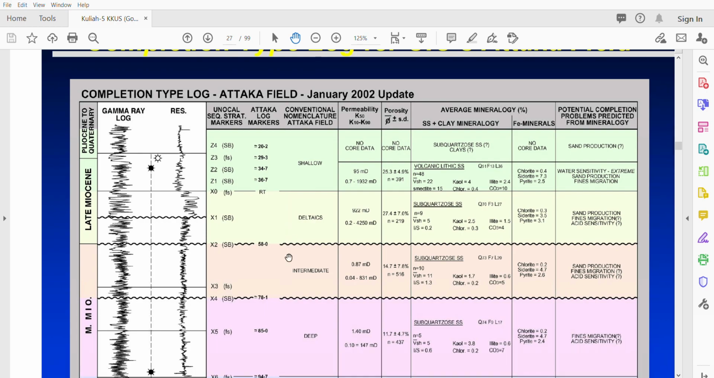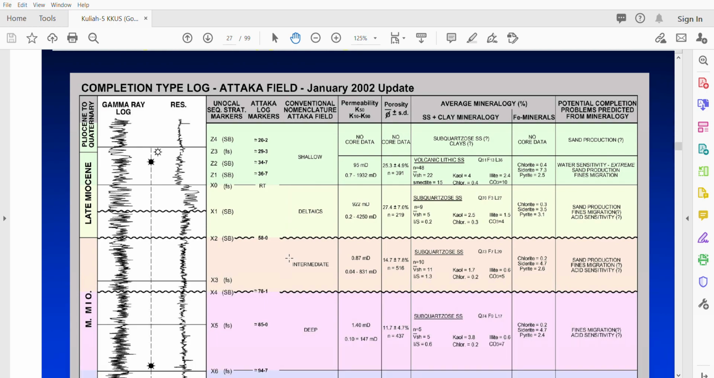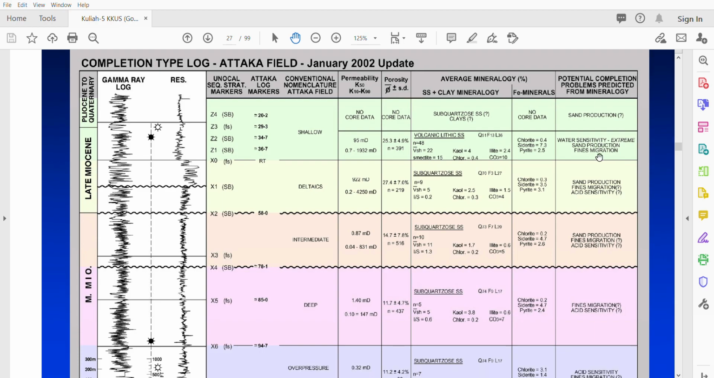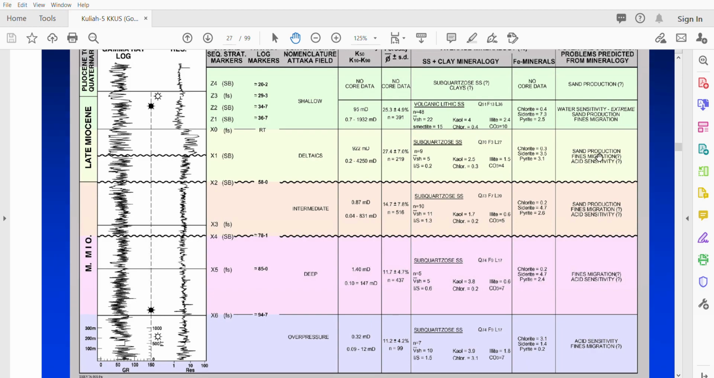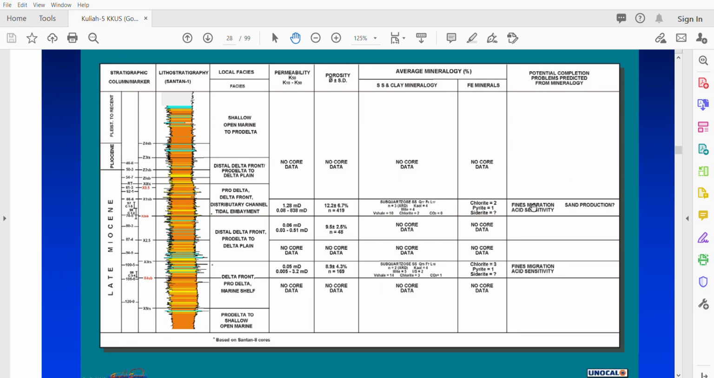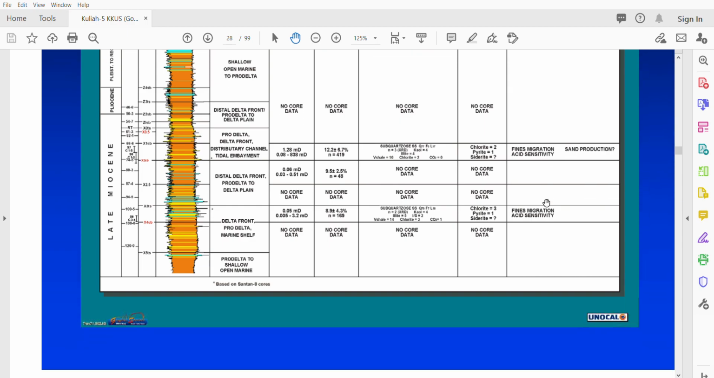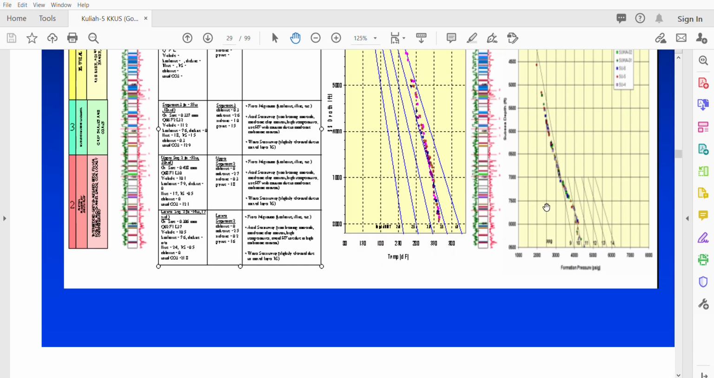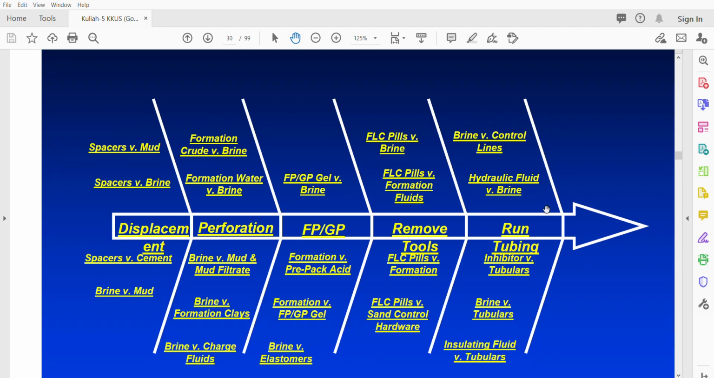So basically, the plan is that in each section of the completion, before we complete, you have a potential completion problem, and then you will overcome this problem by using the completion fluid. So this is also a potential completion problem, and then you will end up having to overcome this problem. And this is also the potential completion table for Surat field. This is the compatibility chart.